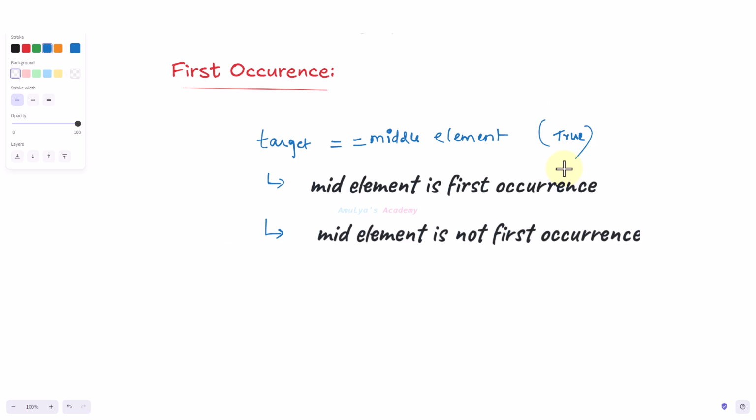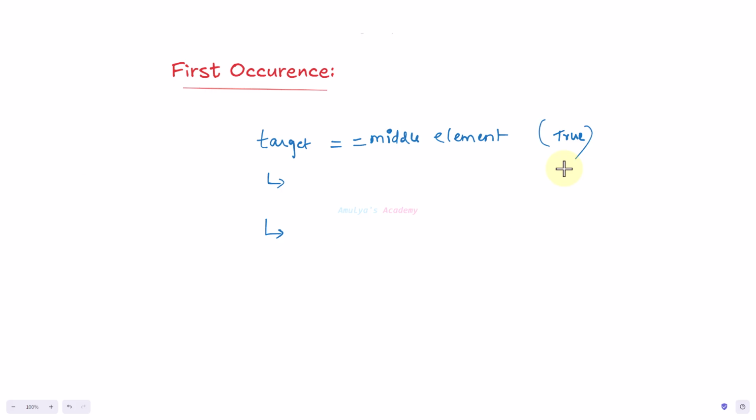So that's why we store the index of the middle element and keep searching in the left half to see if the same value appears earlier. Next, let's take an example.